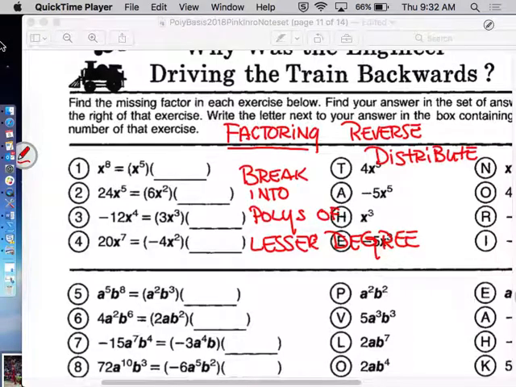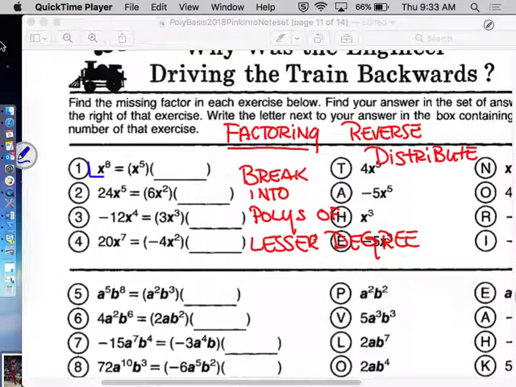This video will serve as an introduction to factoring polynomials. We'll start by learning how to factor a monomial. And this is nothing more than simply reverse distributive property. So factoring is when you break a polynomial into the product of polynomials of lesser degree than the polynomial that you've started with. So this is actually very simple.